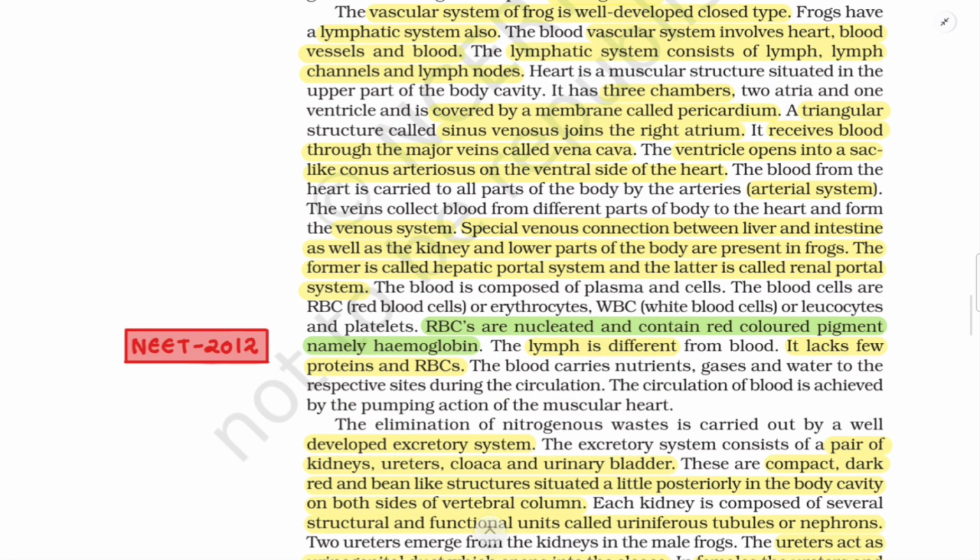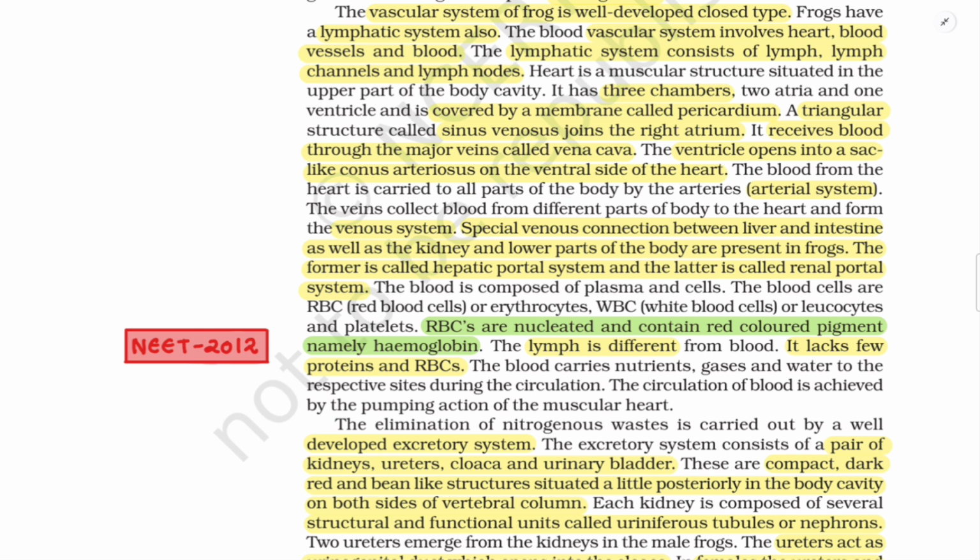The vascular system of frog is well developed and closed type. Frogs have a lymphatic system also. The blood vascular system involves heart, blood vessels, and blood. The lymphatic system consists of lymph channels, and lymph nodes.